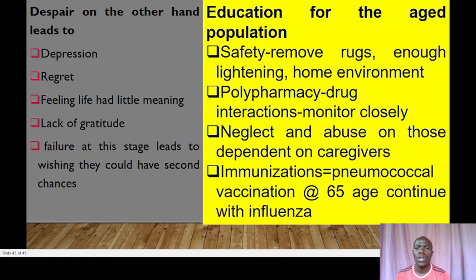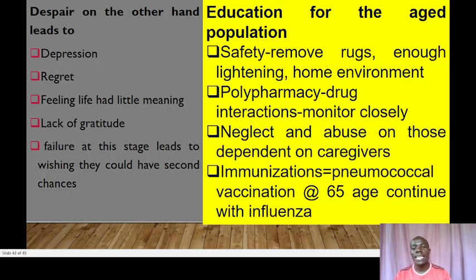So you have to educate them. Talk about safety. They have to remove rugs, so that we avoid unnecessary falls. Remove the rugs, and ensure enough lighting in the home environment. Another issue that affects this elderly population is polypharmacy. They could be having drugs for every symptom from different pharmacists. So you have to monitor drug interactions closely.